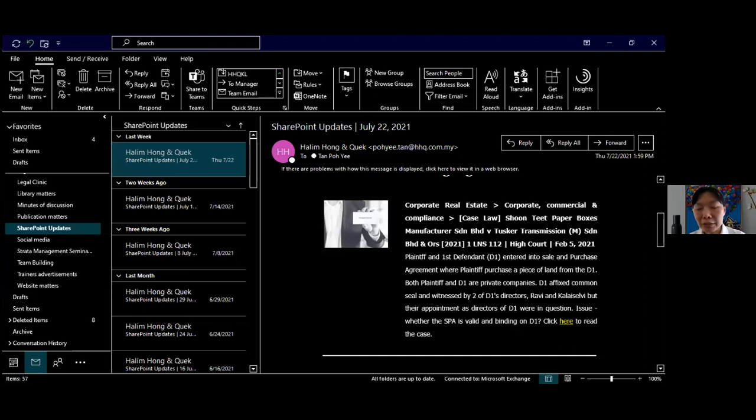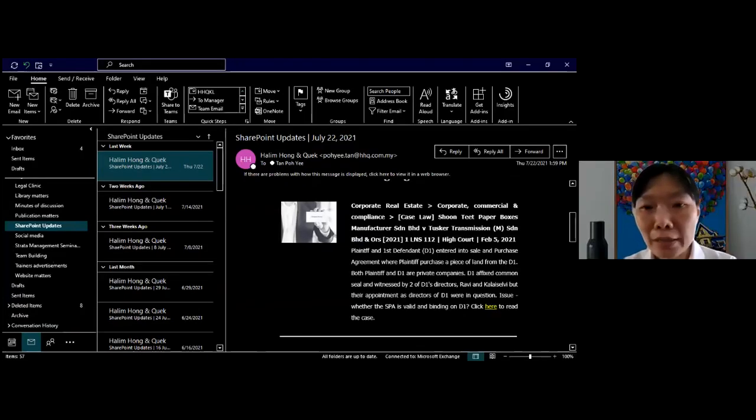All right. So our sharing is based on the SharePoint updates. For those who are new here, this is the SharePoint update that you see on the screen, which we will circulate on a weekly basis.